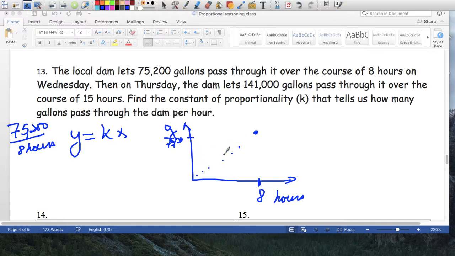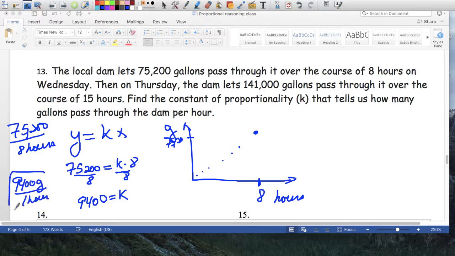the constant of proportionality, which is the unit rate. If you wrote it as a fraction, you could just divide both top and bottom by 8, and you would get the same answer. Or if we do it this way, y is 75,200 equals k times 8, which is the hours, and divide both sides by 8, and k equals 75,200 divided by 8. 9,400 is the constant of proportionality, or 9,400 gallons over 1 hour is my unit rate.